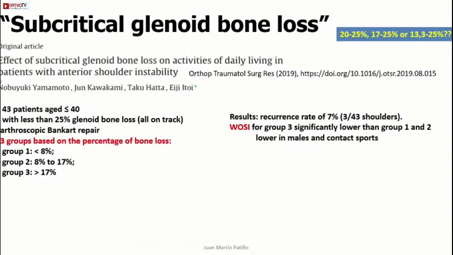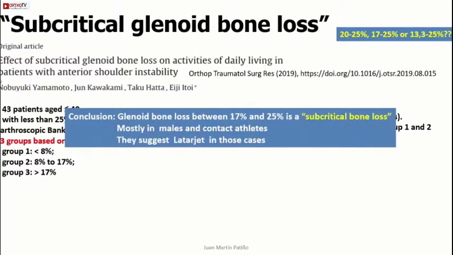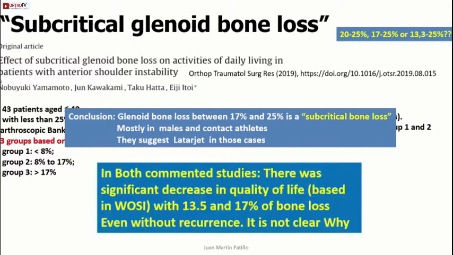In this other paper, Ichoy and colleagues evaluate 43 patients younger than 40 years with less than 25% glenoid bone loss. They divide the patients into 3 groups. They found a recurrence rate of 7%, and the WOSI for group 3 was significantly lower than groups 1 and 2. So they concluded that glenoid bone loss between 17 and 25% is subcritical for these authors, mostly in males and contact athletes. And they suggest Latarjet in those cases, like in the first paper.